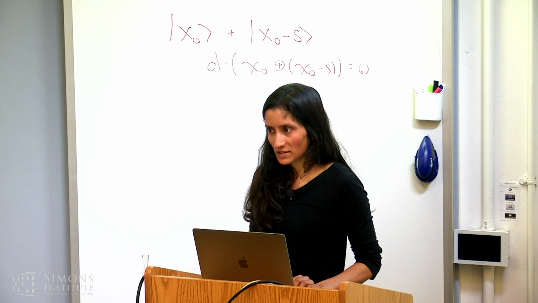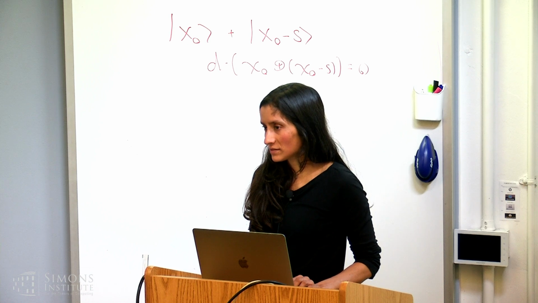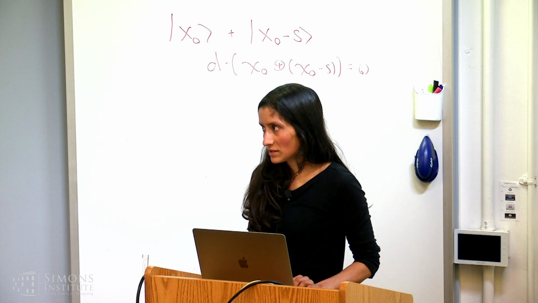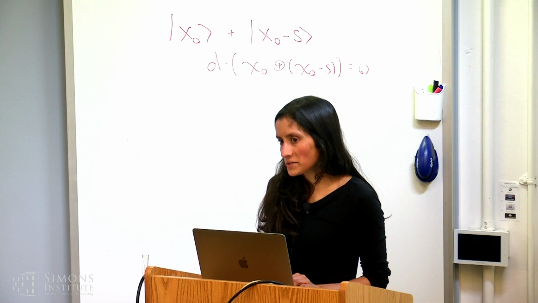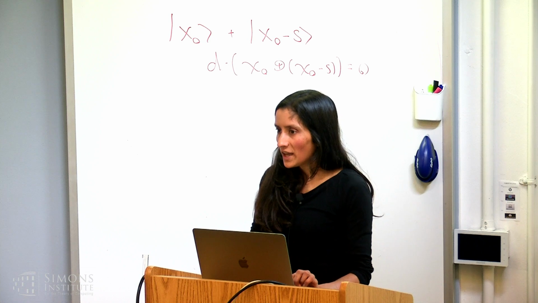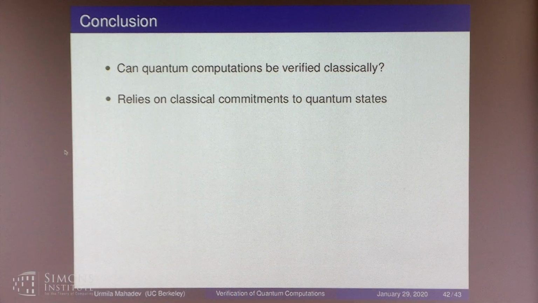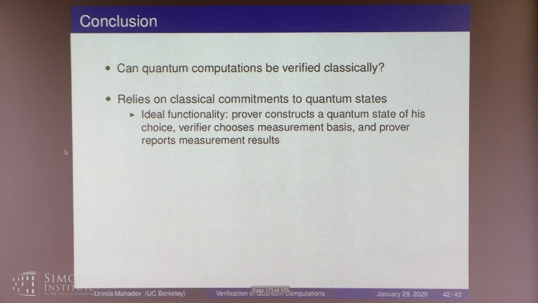Any more questions on the soundness? So to wrap up, the question that I've addressed is whether quantum computations can be verified classically. And this protocol relied on a primitive called classical commitment to quantum states. The ideal functionality of this primitive is as follows. The prover should construct a quantum state of his choice. The verifier will choose a measurement basis. And the prover should report the measurement results of his committed state in the basis desired by the verifier.